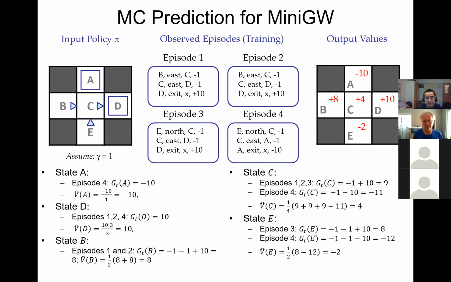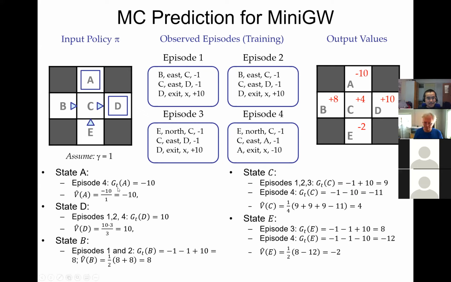So here's the MC prediction for the mini grid world we saw before. You have 4 episodes. Last time we used the 4 episodes for estimating a transition model. Now we're using them for estimating the value function, in the model-free method.